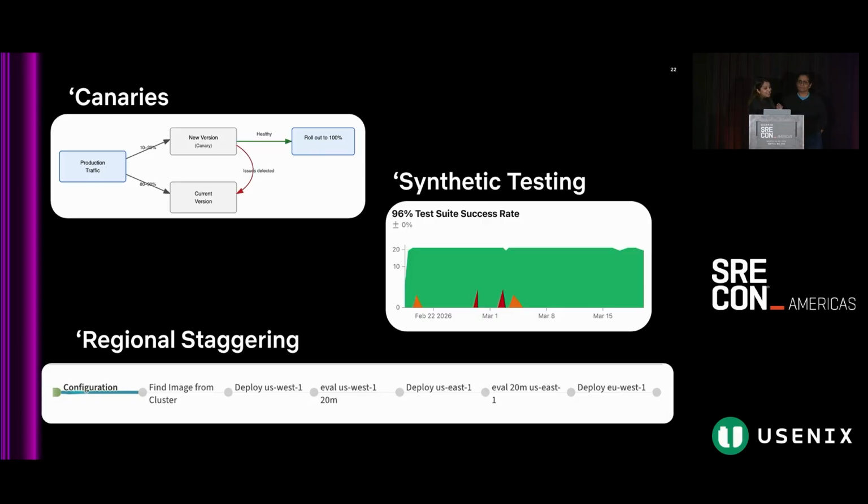Then comes regional staggering, which is essentially deploying region to region. Deploy to a region, evaluate, and move on to the next one. So if one region breaks, it does not turn into a global incident.